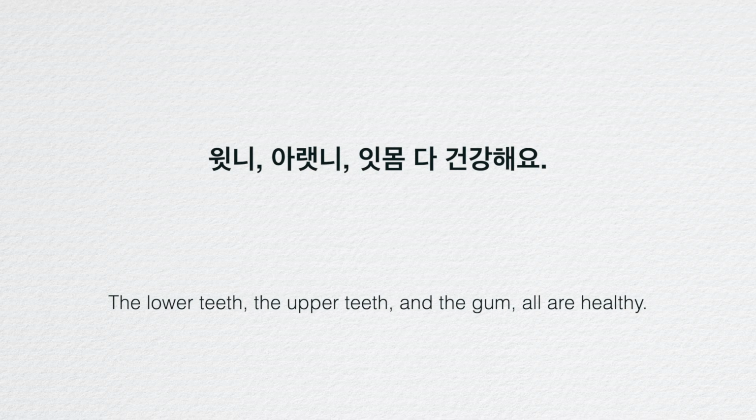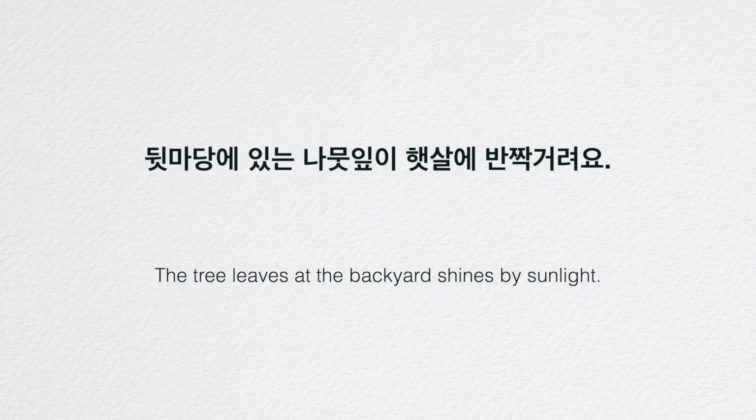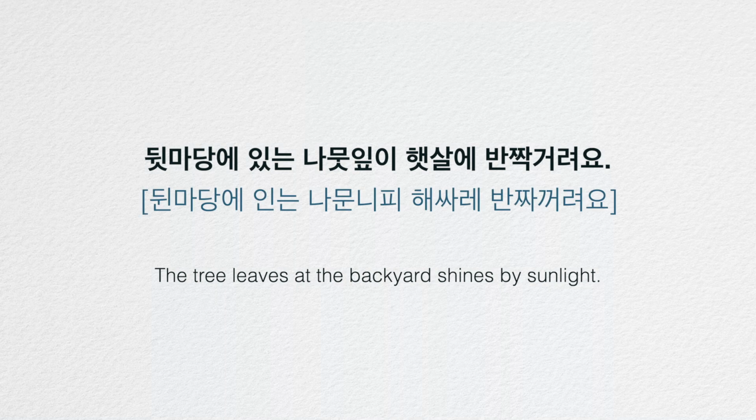So now let's practice. Please read it correctly. 윗니, 아랫니, 잇몸 다 건강해요. 뒷마당에 있는 나뭇잎이 햇살에 반짝거려요.